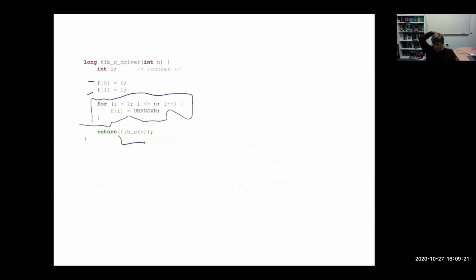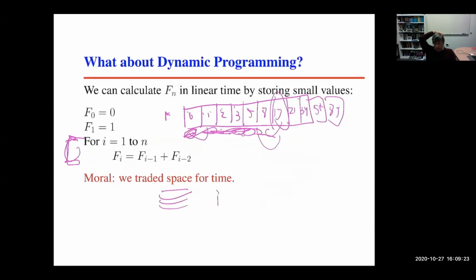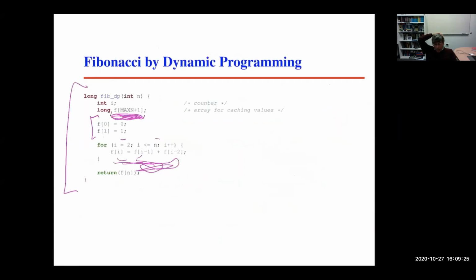Dynamic programming, if we look at it, is loopy, it is iterative, and fast. Does everybody see there is no recursive thing here anymore? That is the hallmark of what I call dynamic programming.